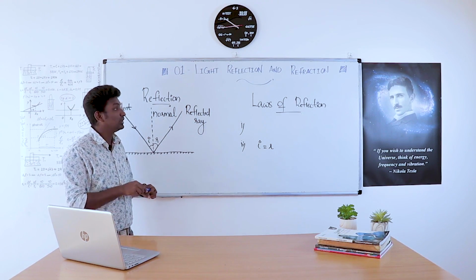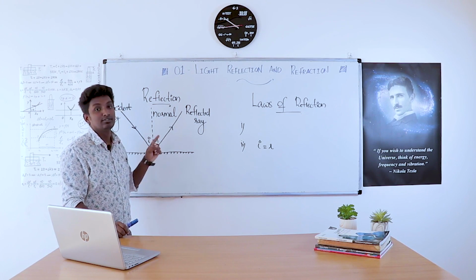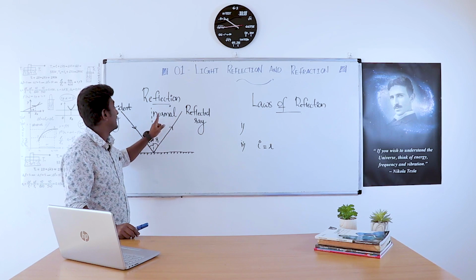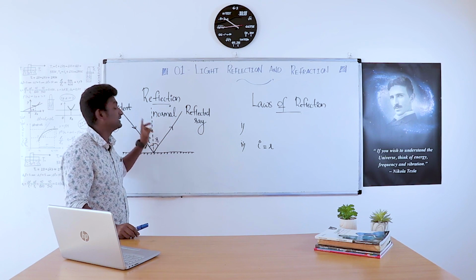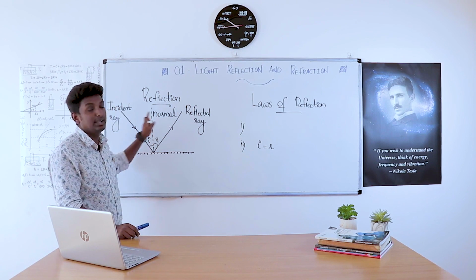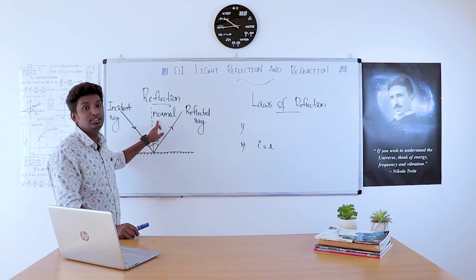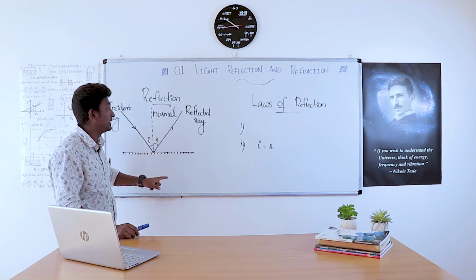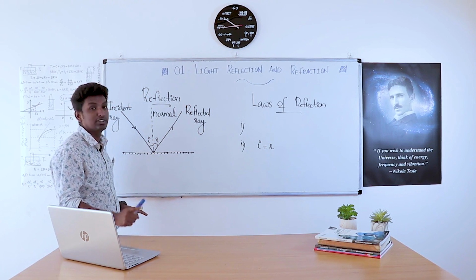So what are the laws of reflection? First one is: the incident ray, reflected ray and the normal to the surface at the point of incidence lie on the same plane. This is the first law of reflection.